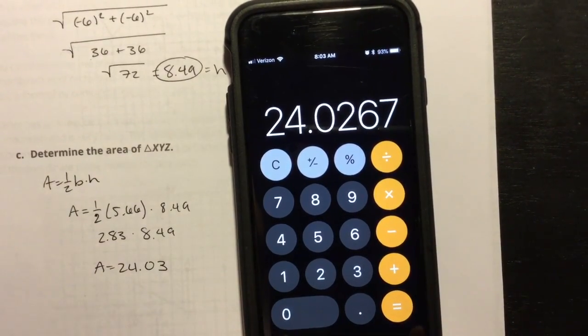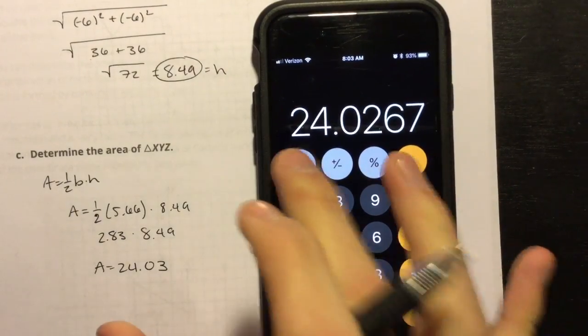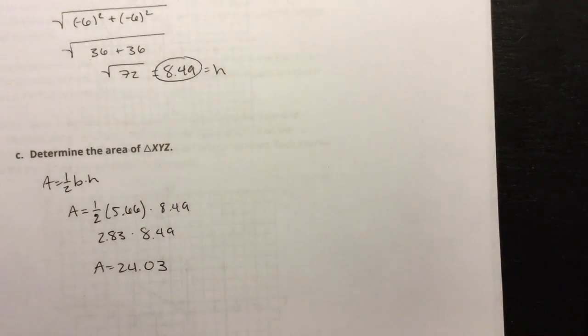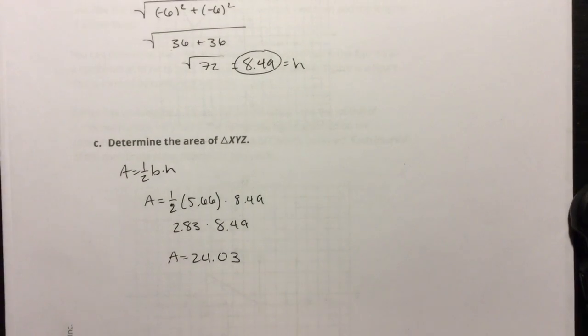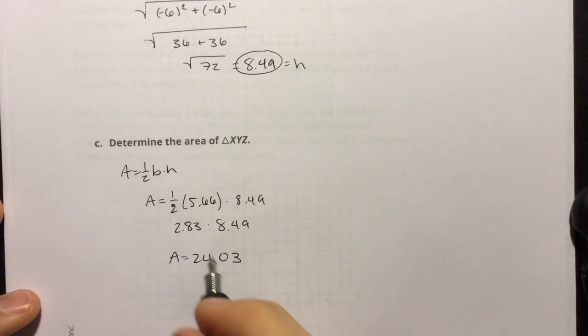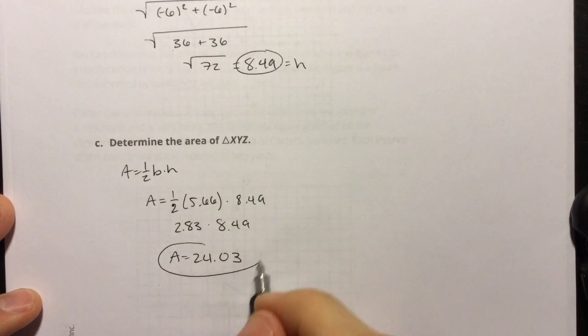If we round to the nearest hundredth. Now, if you remember, our last one was 24.001. Now that is slightly different, but still very, very close, right? The only difference there is just some rounding.